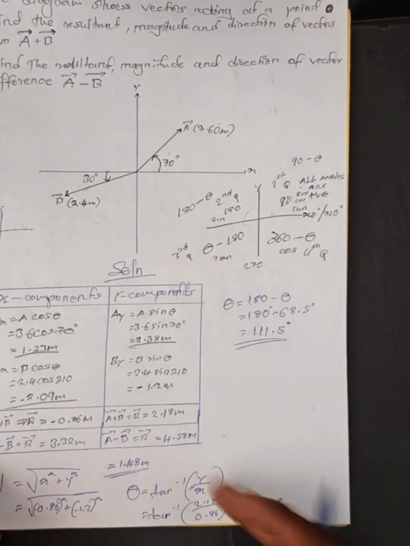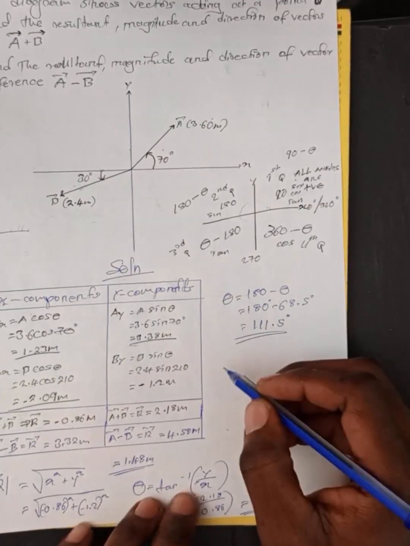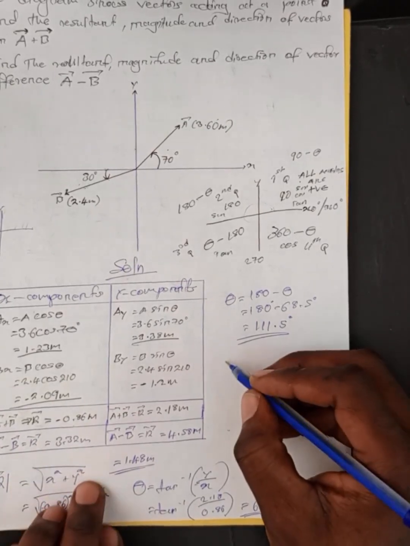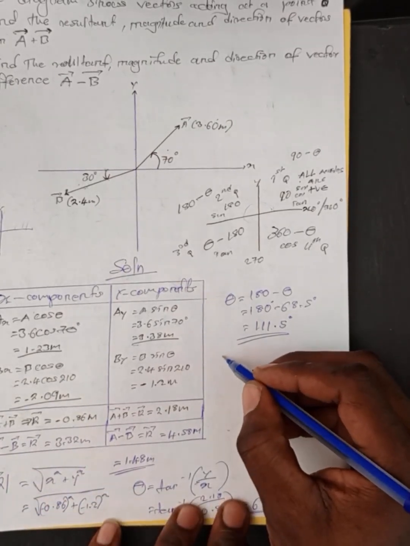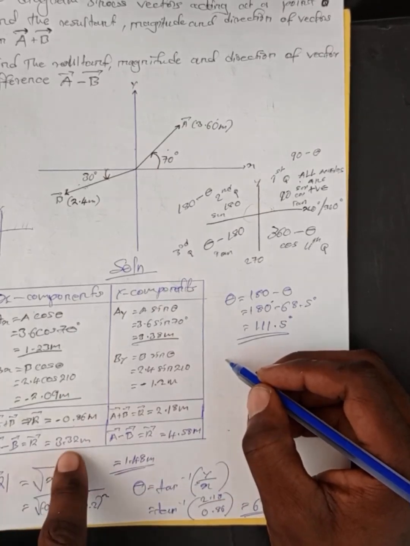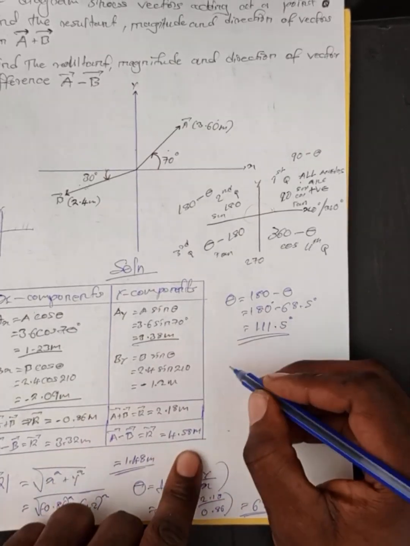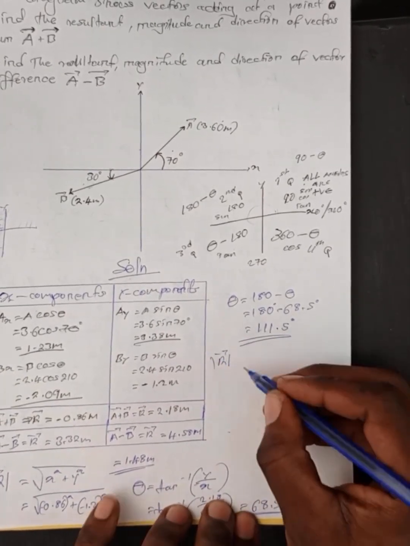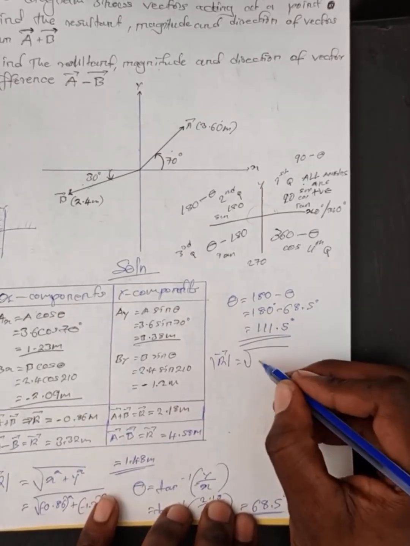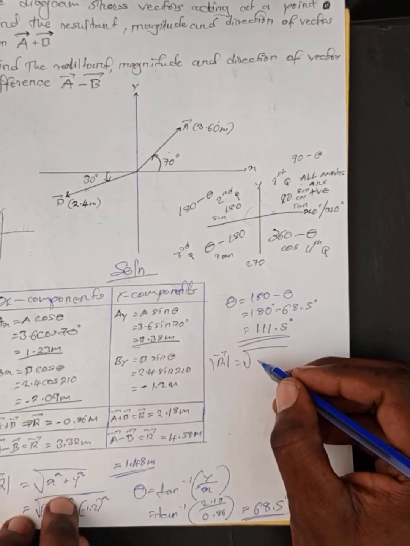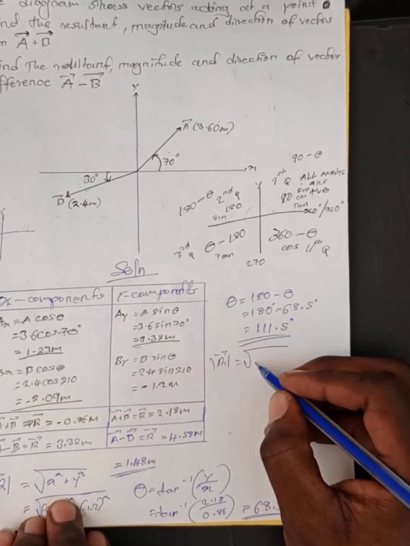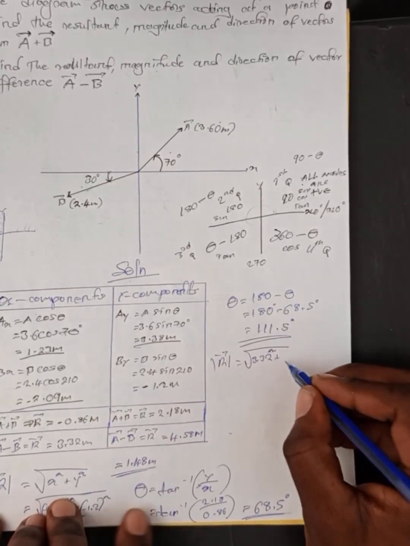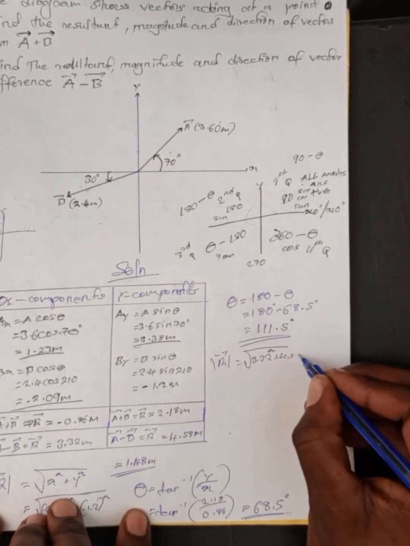Okay, so now we can also calculate for B. We do the same thing. So for B we are going to have our resultant, which we already have, which is here. Then we are going to have our magnitude. All right, so we know the formula. So we are going to have 3.32 squared plus 4.58 squared also.